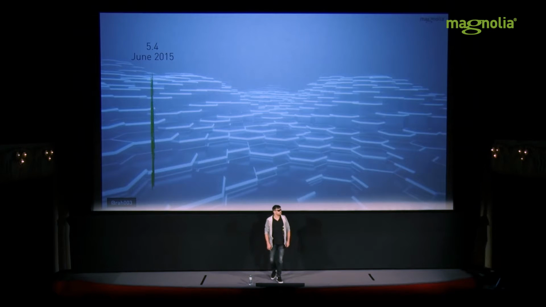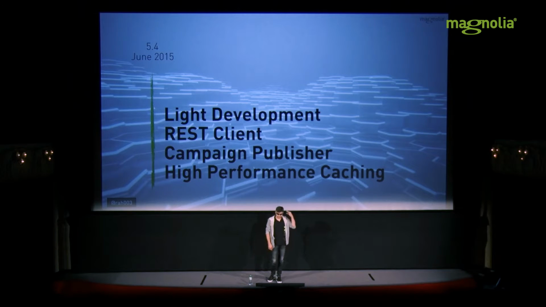A year ago, at this very stage, Philip, somewhere in the audience, up there on the balcony, announced Magnolia 5.4 and all the features which it delivered. The highlights are here, in case you don't remember. I hope you all took the year to try it out and you are using it in production. There are lots of great features which it delivered, and you should have been taking benefit of that already for a long time. But that's not what I want to talk about.